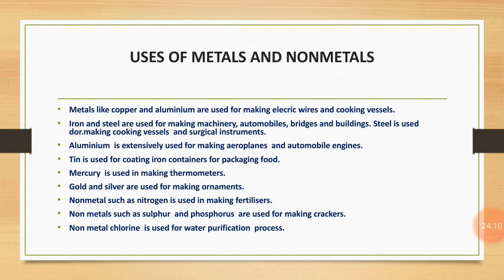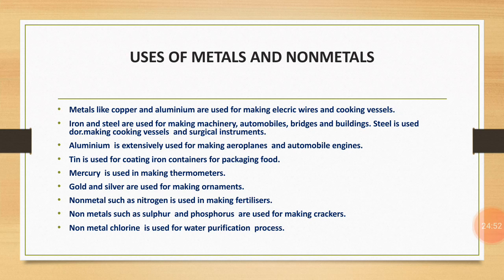Next, as I have told you, mercury is the only metal found in liquid state at room temperature, and mercury is used in thermometers. Gold and silver are mainly used for making ornaments. Aluminum is extensively used for making aeroplanes and automobile engines. Tin is used for coating iron containers for packaging, because tin is a non-reactive metal, so it does not react with air.